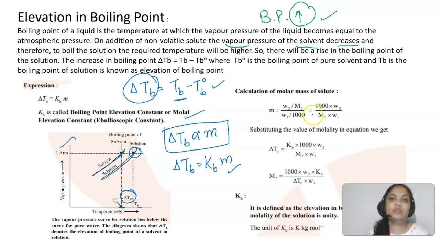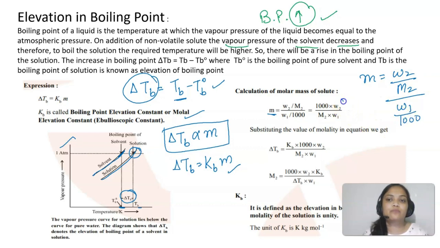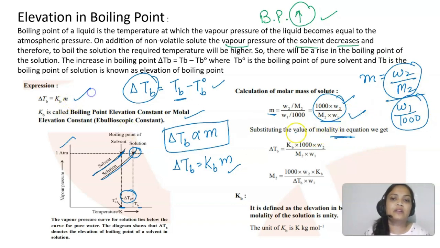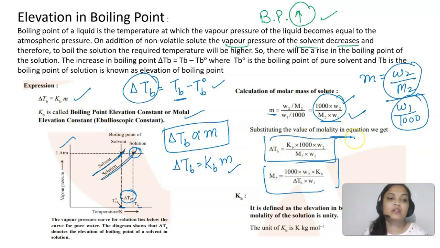Okay. So from this elevation in boiling point, we can easily calculate the molar mass of the solute. Now molality is number of moles of solute upon mass of solvent in kilograms. Okay, so this is the formula. So from here you can write molality as 1000 into W2 upon M2 into W1, right? Number of moles of solute upon weight. Now this molality value you can put here, and from here you will get the value of delta TB. So these two expressions you must remember, and the value of M2 as well.